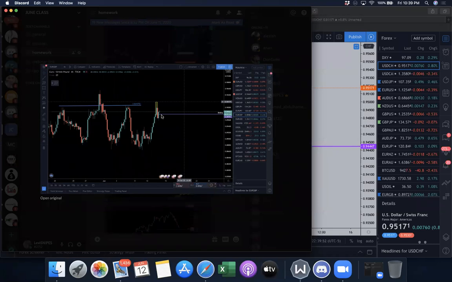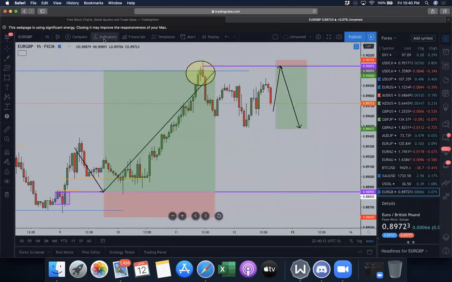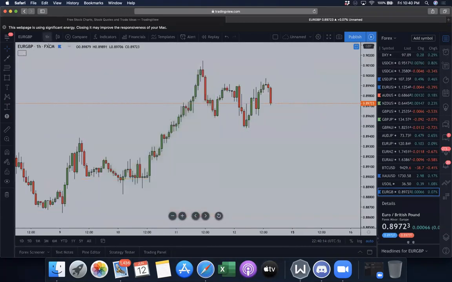All right, Euro GBP. So this one here looks okay. I probably would have looked for a lower time frame entry. So that's Euro GBP 4 hour. Let's go look and see what happened. Delete all this.